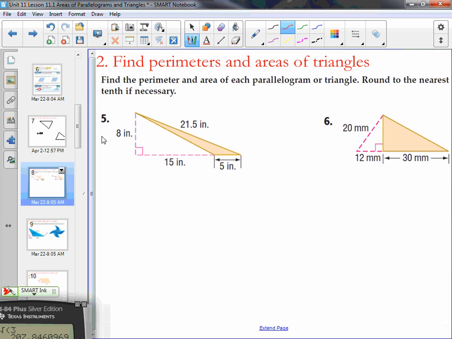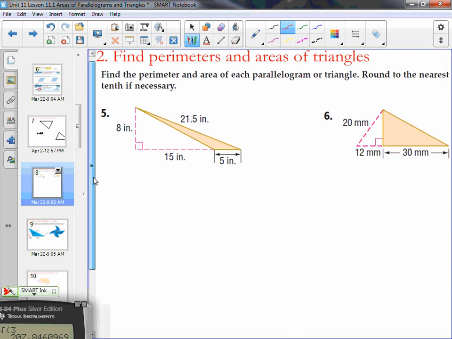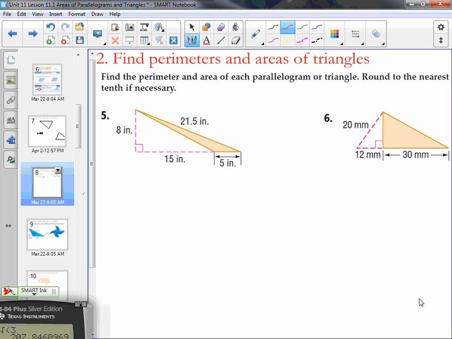Okay? So, back to our assignment. Number 5. We're still finding perimeter and area. Now we're doing it for triangles.